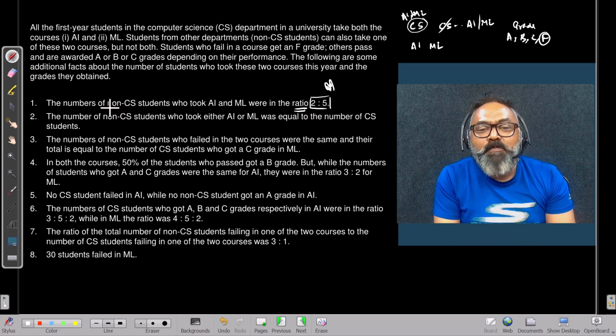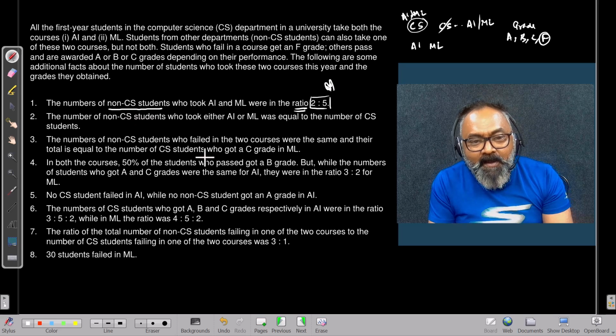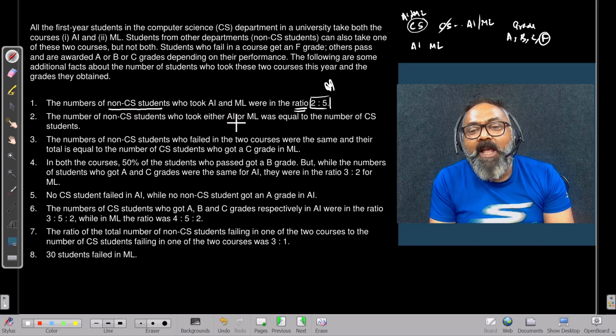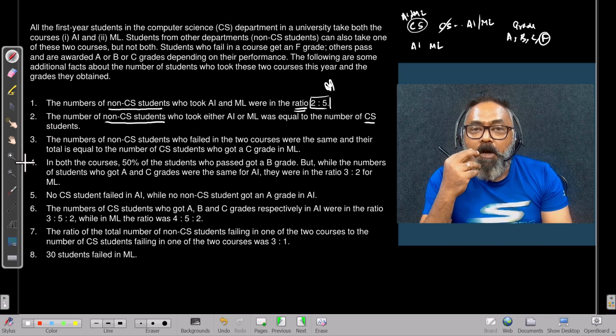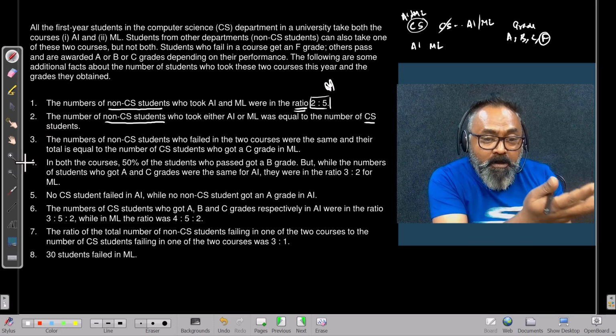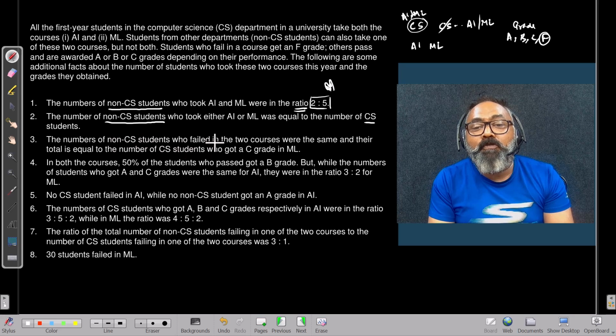And this is something that is specific to one particular department. The number of non-CS students who took either AI or ML was equal to the number of CS students. So now there is one department's data. We can use that to put some value to another department. The number of non-CS students who failed in the 2 courses was the same as the total number of CS students who got a C grade in ML.